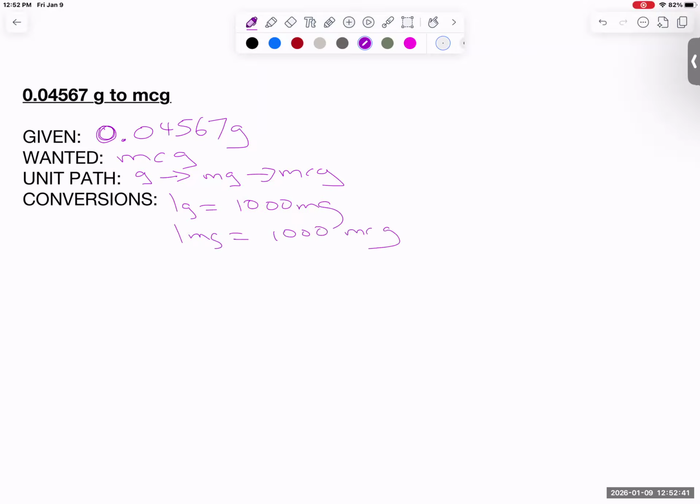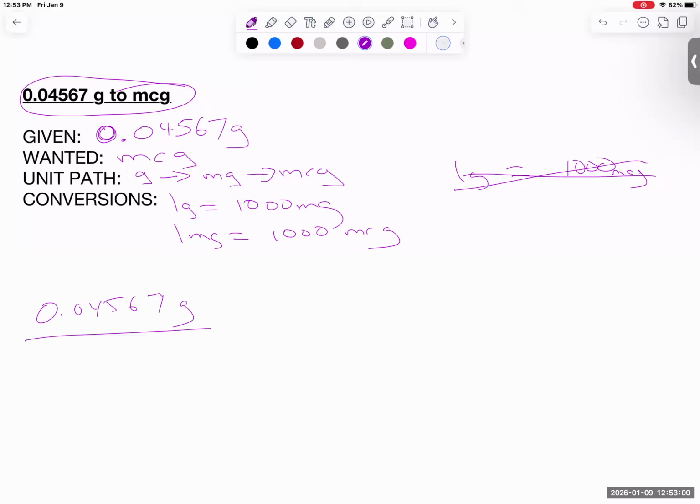The biggest error I see with questions from grams to micrograms, they go 1 gram is equal to 1,000 micrograms. They basically skip a 1,000. And that's not right, and the patient gets underdosed. So let's do it. The given is 0.04567 grams over 1. So out of all of this, I know I'm solving for micrograms over 1. I know my unit path.